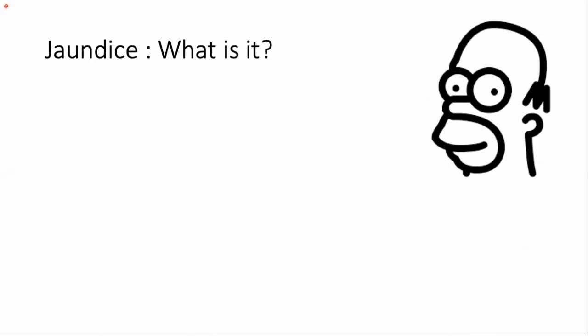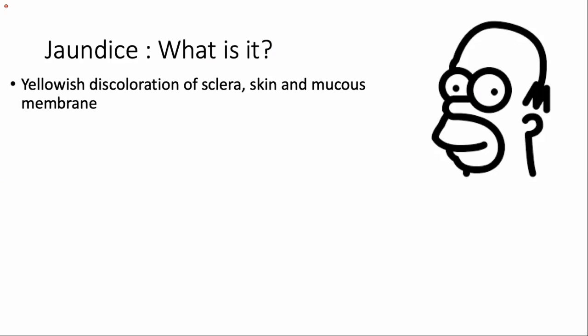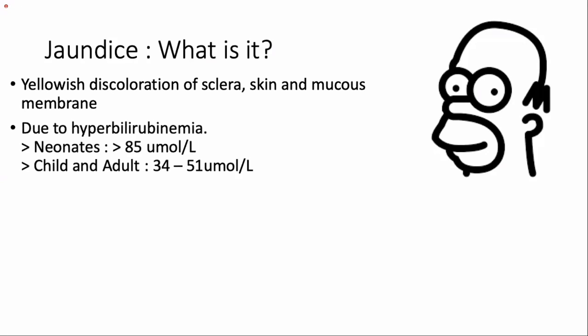So jaundice, what is it? As you can see, that's a picture of Homer Simpson. As you know, the cartoon Simpsons, they are very yellow. So jaundice is defined as the yellowish discoloration of the sclera, skin, and also the mucous membrane. This is attributed to the pigment given off by bilirubin, which we will cover later on. So it will manifest when we have a state of hyperbilirubinemia.